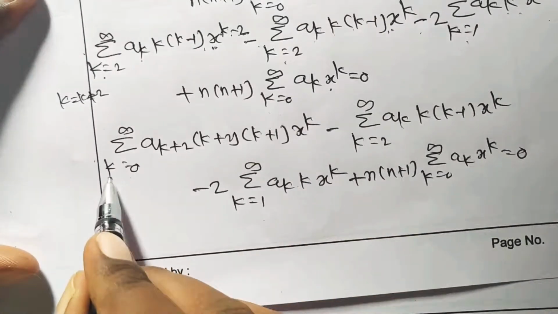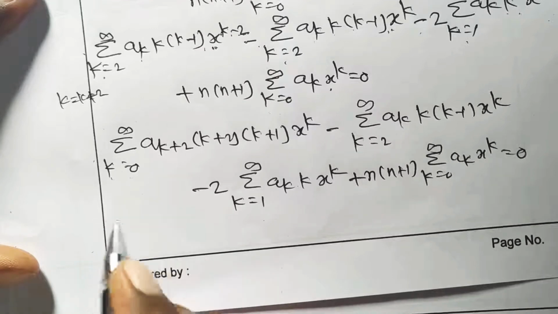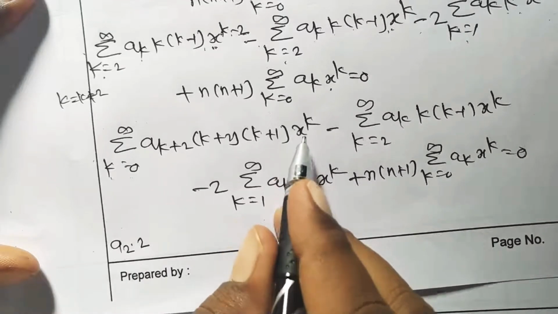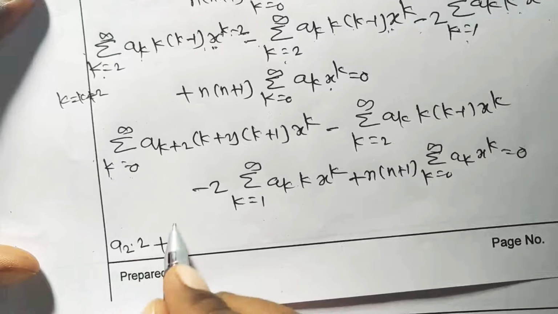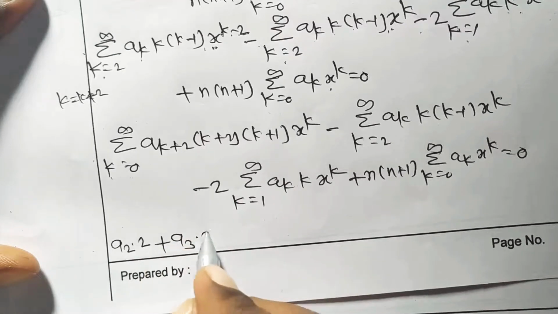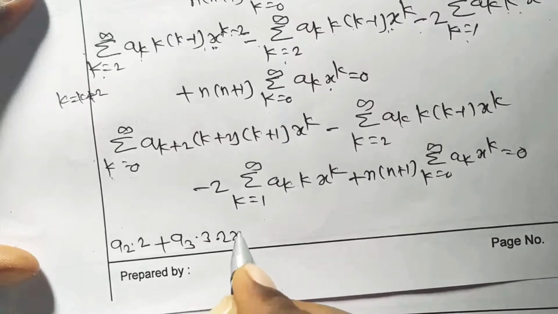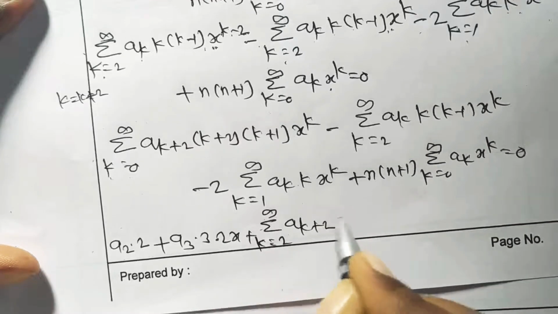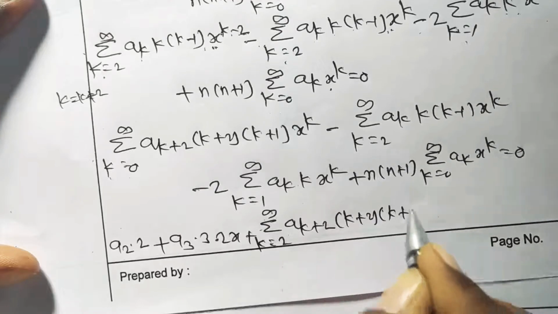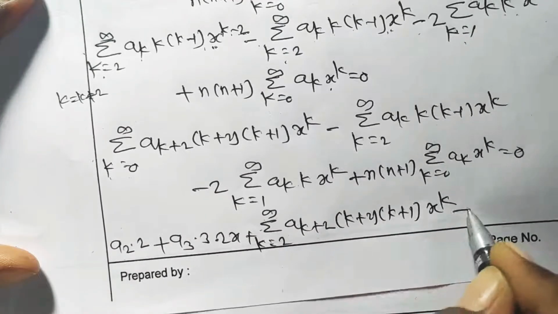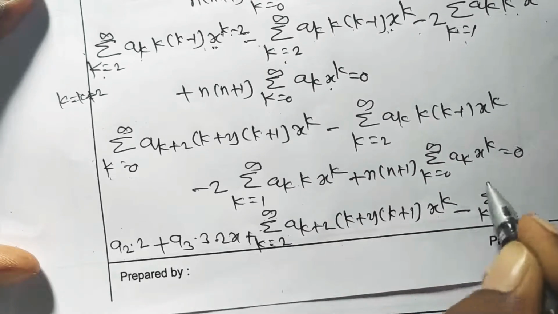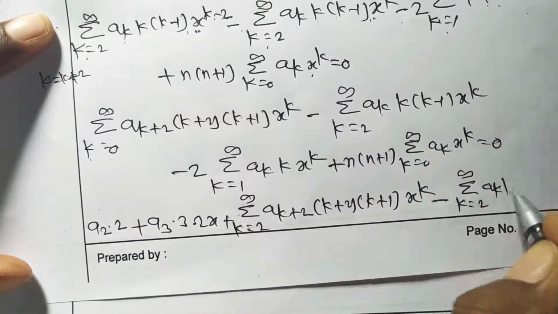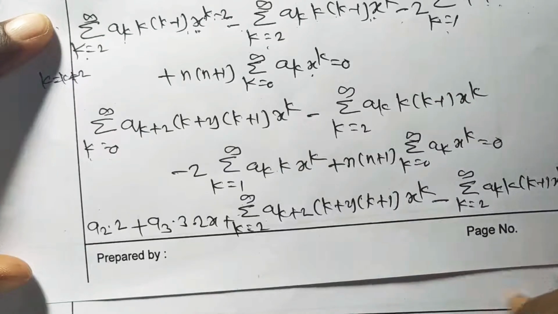Means if we expand this series for k equal to 0 and 1, so we put k equal to 0 here, then we will get a2 into 2 into 1 into x to the power 0 is 1, then plus for k equal to 1 what will come, a3, 1 plus 2 is 3, 1 plus 1 is 2 into x, and plus summation of k, now starting from 2, a_k into (k+2)(k+1) x to the power k, minus this series as it is, summation of k, because k already starts from 2 here, k varies from 2 to infinity a_k into k minus 1 x to the power k.